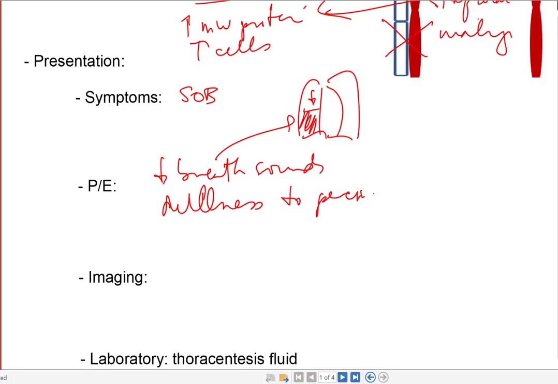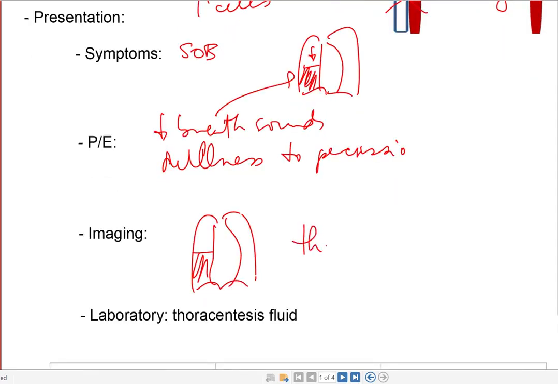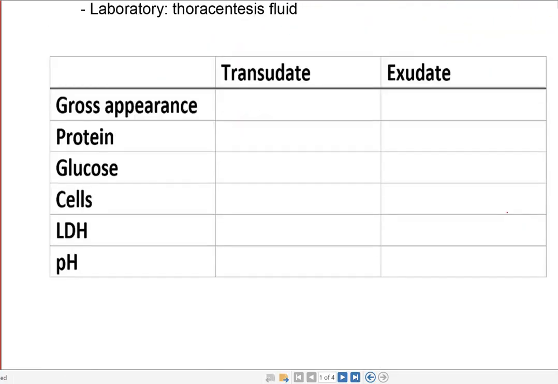You'll then do your imaging, and imaging is then going to show the accumulation of the fluid, which you're then, of course, going to tap. You're going to do a thoracentesis, because the fundamental question we have to answer is, is it a transudate, congestive heart failure, or is it an exudate, inflammation or malignancy? So when we take a look at that fluid, this then becomes one of the absolute mandatory tables in medicine. Transudates have very little protein and cells, so they are going to be clear. Exudates with proteins and cells are cloudy or turbid.